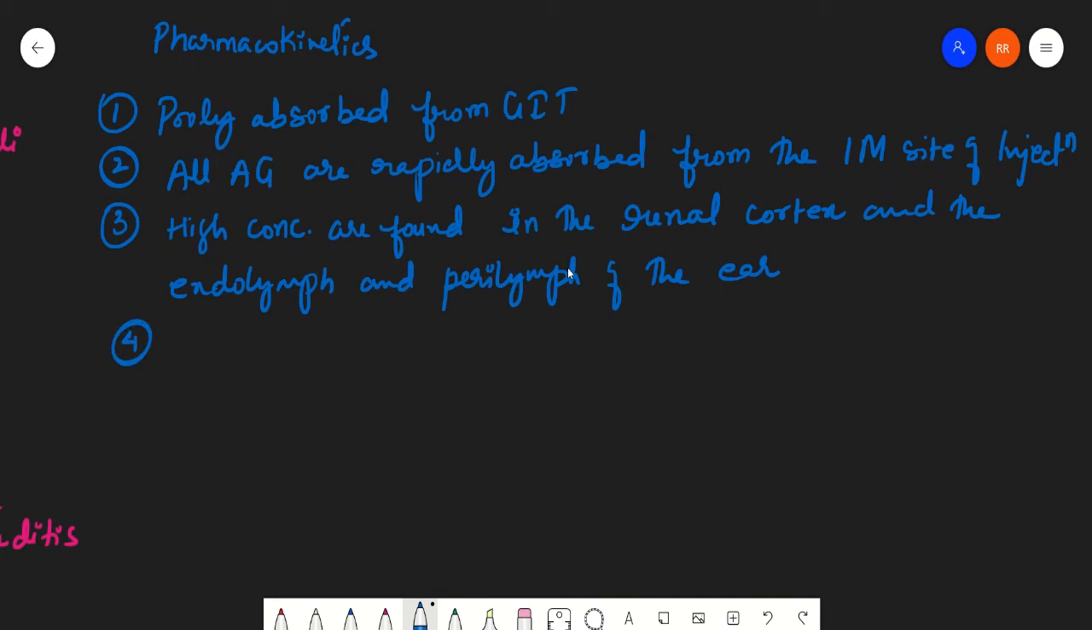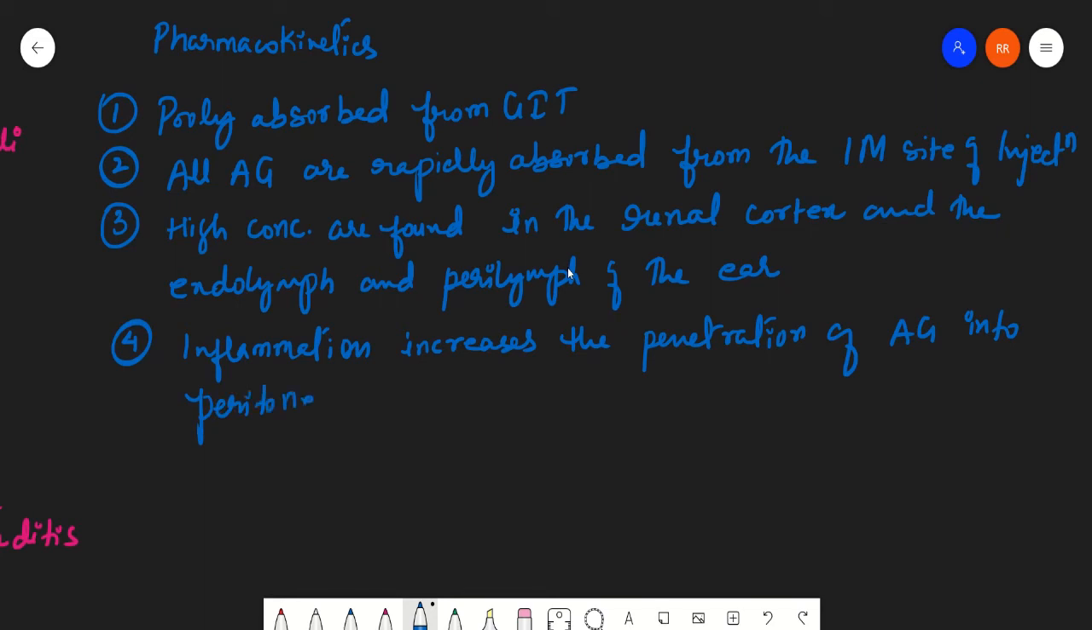Next, if there is inflammation, during the inflammation there will be an increase in the penetration of aminoglycosides into the peritoneal and pericardial cavities.